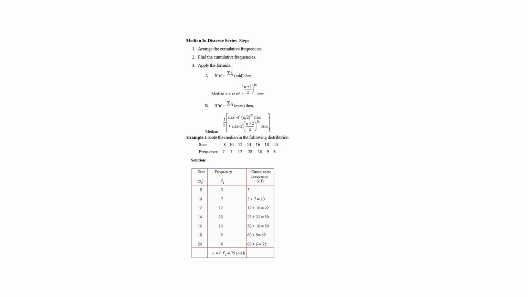So median in discrete series steps: arrange the data, find the cumulative frequencies, apply the formula. Median in continuous series we saw earlier, now how do we do it in discrete series. So apply the formula. If n is equal to summation of fi, then median is the size of the (n plus 1) by 2th item. If n is odd, the formula is the same.